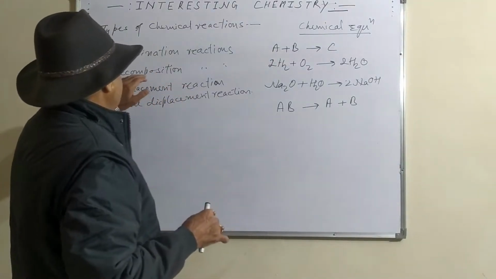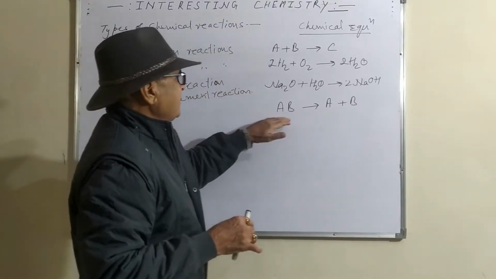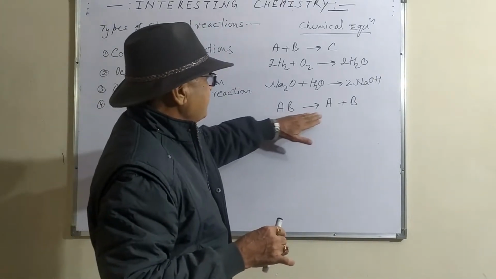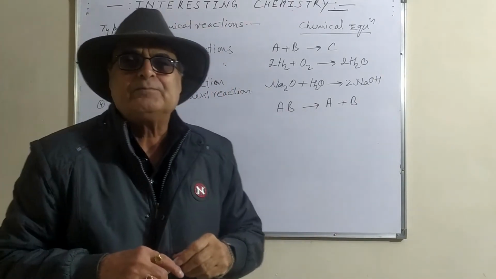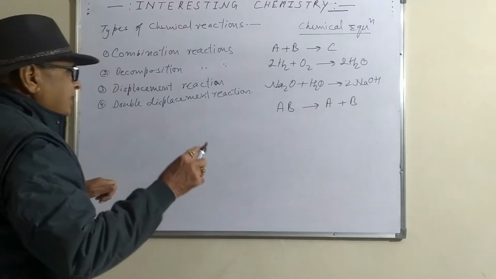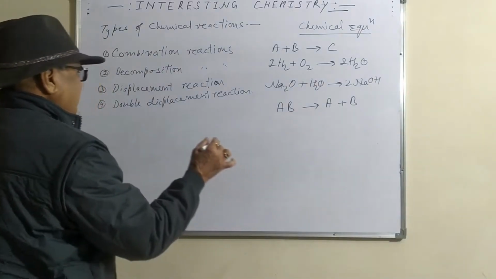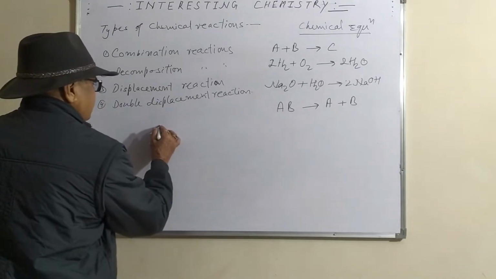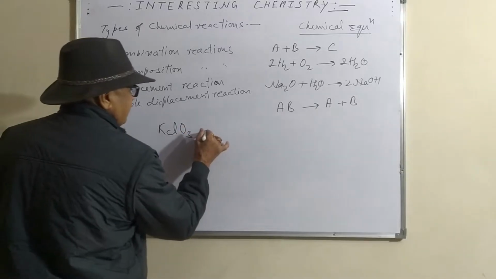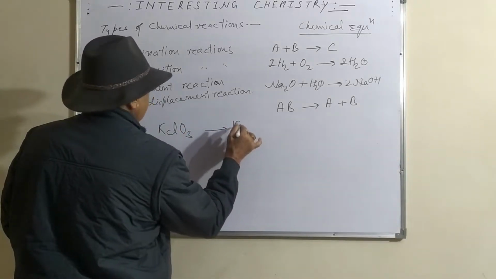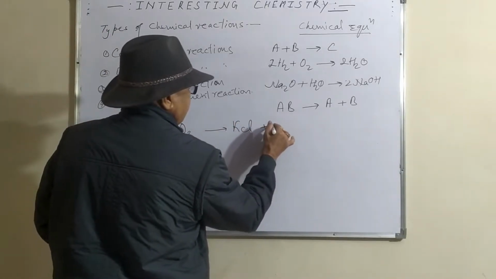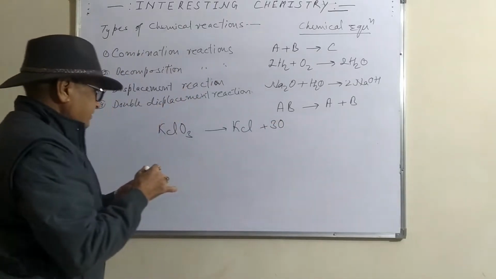So to explain with the help of decomposition reactions, this one is the decomposition when AB dissociates into A and B. This is the decomposition reaction, also known as the dissociation reaction. Again, take an example of potassium chlorate. When you heat it, it will decompose into KCl and 3O.